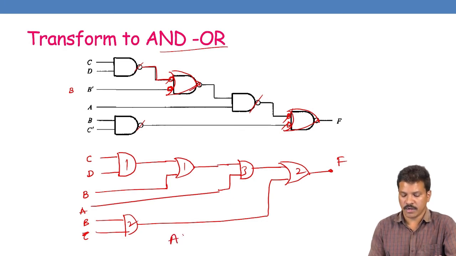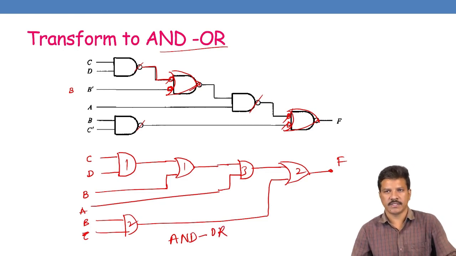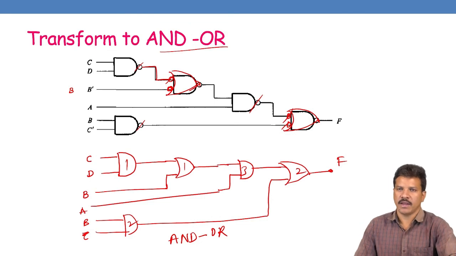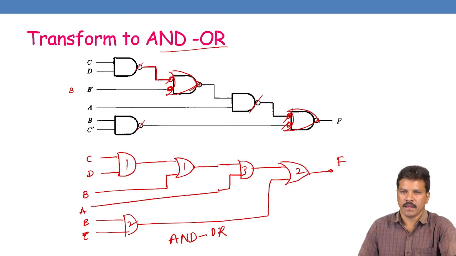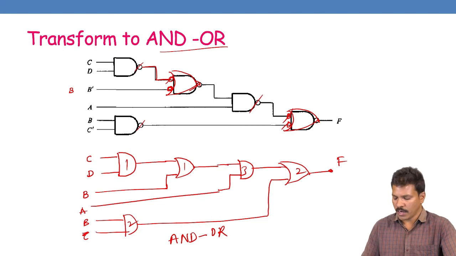So we can also convert a NAND gate into AND-OR simply by changing the alternative level NAND gates into bubbled OR gates, and then the bubbled NAND gate output and bubbled OR gate input can be cancelled, and then we can convert to OR gate only. So finally this diagram is converted into an AND-OR diagram.